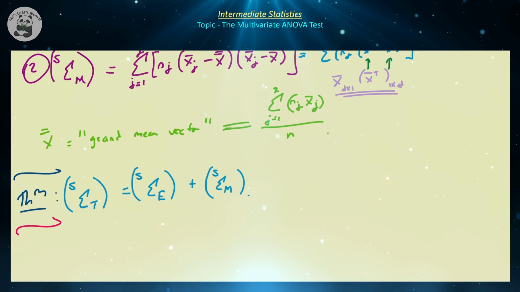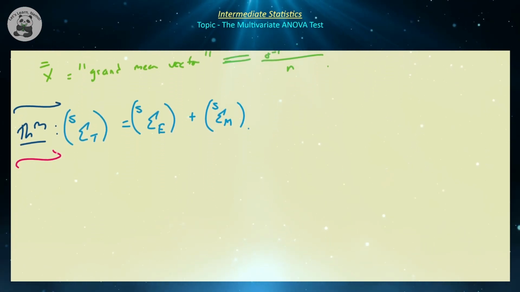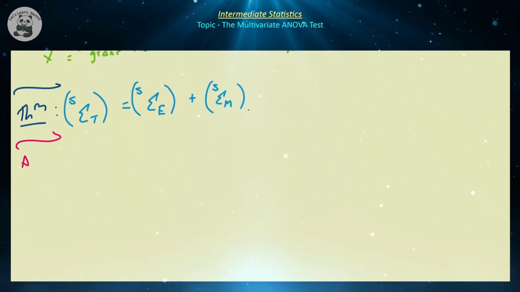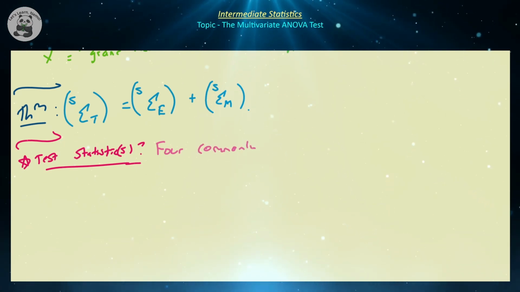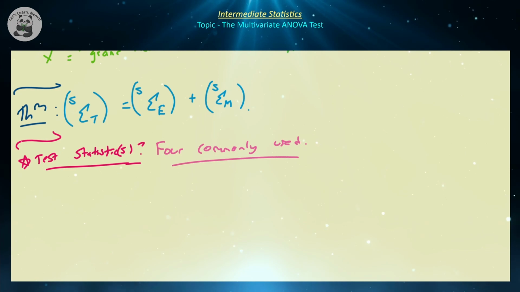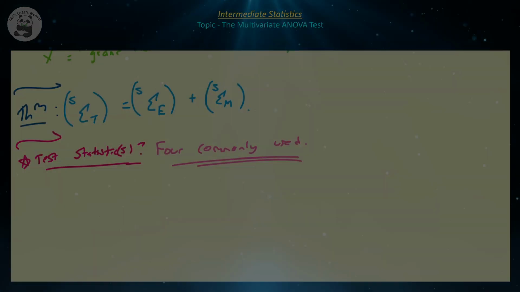Right? So now that we have these matrices that sort of follow a pattern to our univariate case, now we need our test statistic, or test statistics if there are more of them. So how many test statistics are commonly used? There are definitely many out there, including for the univariate ANOVA case, but I'm going to mention 4 of them that are commonly used. So 4 commonly used test statistics for a multivariate ANOVA case. So let's get right into these.